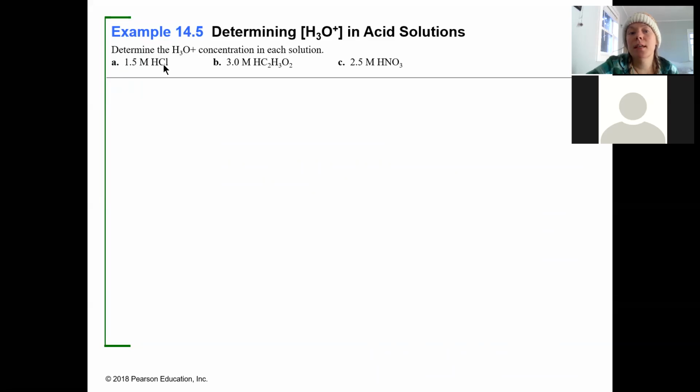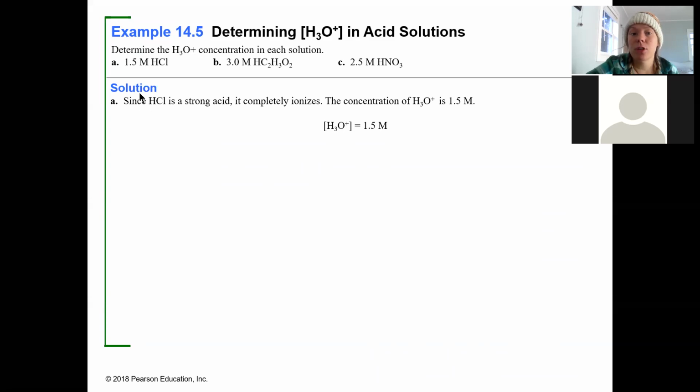So if I've got this here, HCl, this is a strong acid. So if this has a concentration of 1.5 molar, my concentration of my H plus should also be 1.5 because every H and every Cl are breaking apart, so equal concentrations.